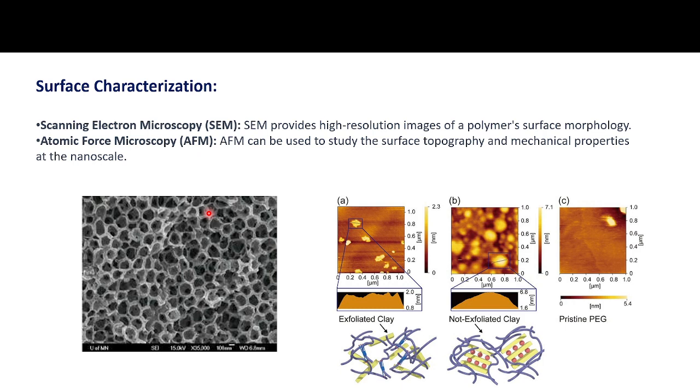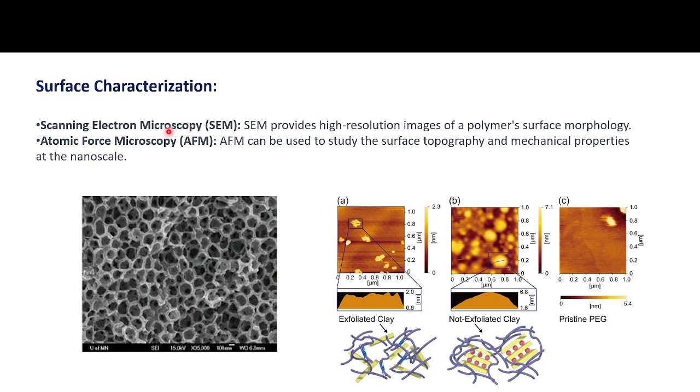Then another characterization technique is surface characterization. So what is present on the surface of the material and how the surface looks. This is an example of the surface of a porous polymer membrane, so you can identify the porous structure of the polymer. We can get this with a scanning electron microscope.